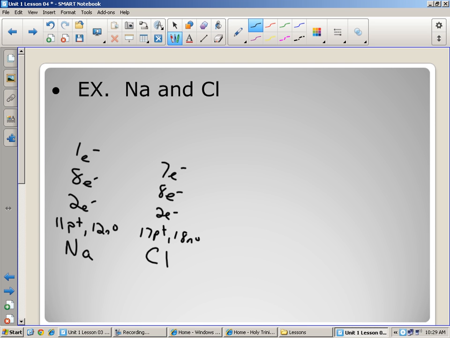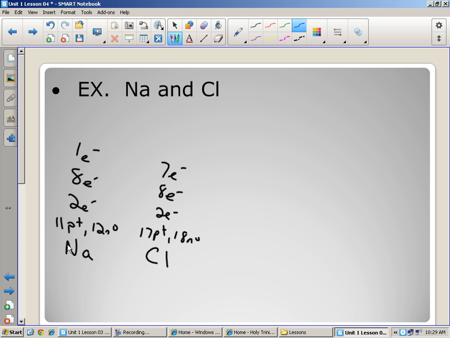So once again, these are neutral atoms. How do you know? Count the positives, count the negatives. Look, 11 positives, 11 negatives, 0, neutral. Chlorine, 17 positives, 17 negatives, it's neutral. However, when they get close enough together, they can help each other out. They become a little bit more stable. To become more stable, there'd be a transfer of an electron in this case, or electrons in some cases.